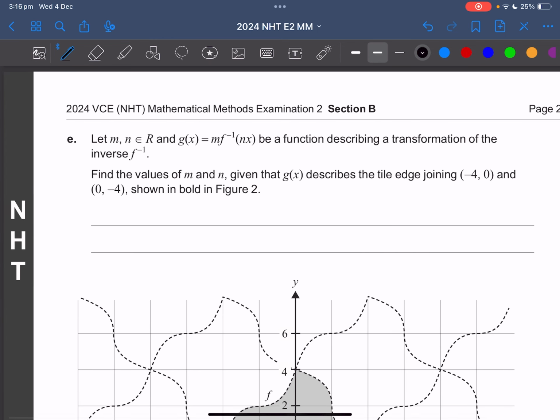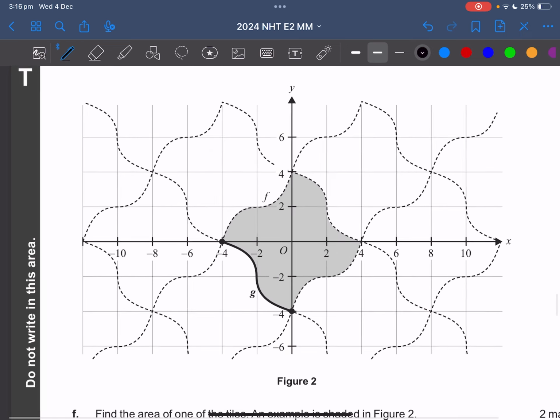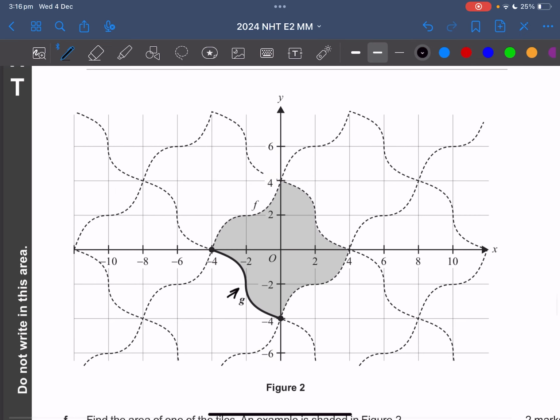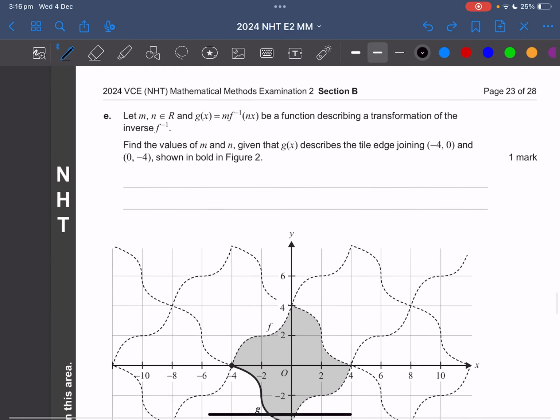Okay, so let m, n be all real numbers, and g of x is equals to m times f inverse of n times x be a function describing a transformation of f inverse. Find the values of m and n given that g of x describes the tile edge joining -4 and 0, -4 shown in bold in figure 2. So this is our g of x over here. Okay.